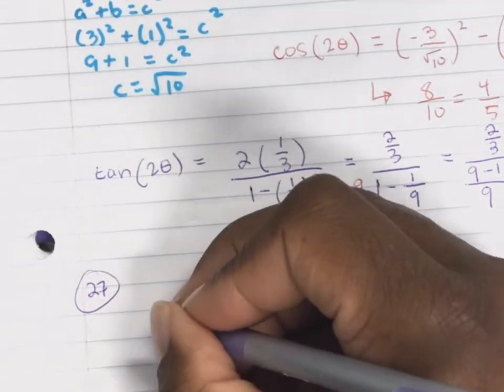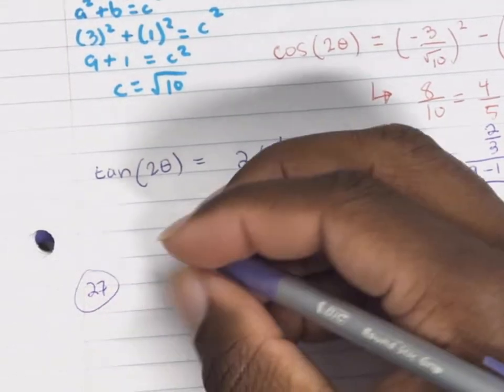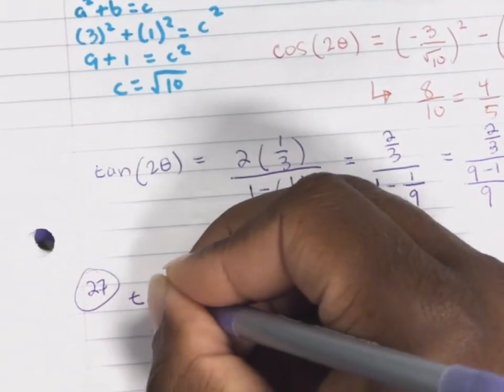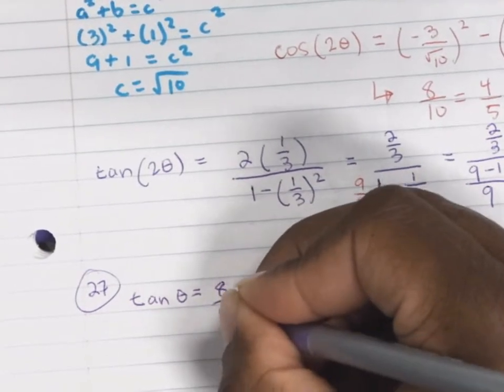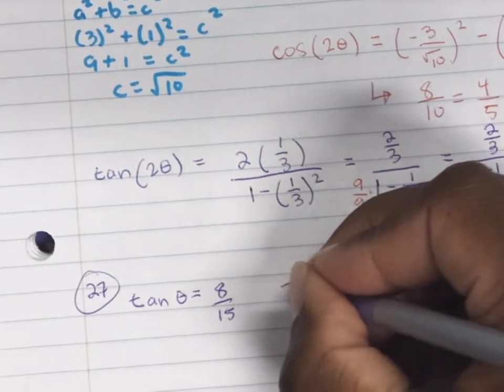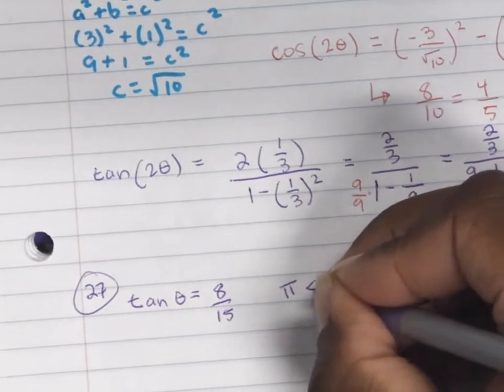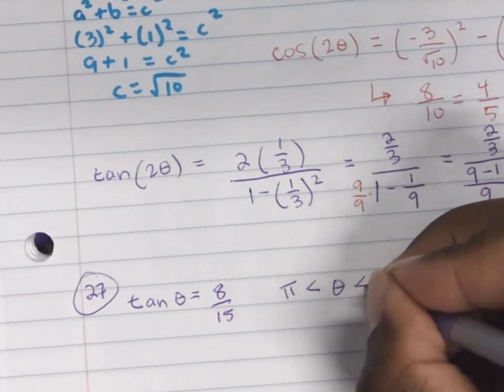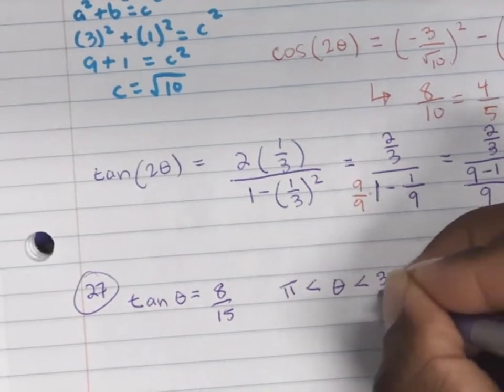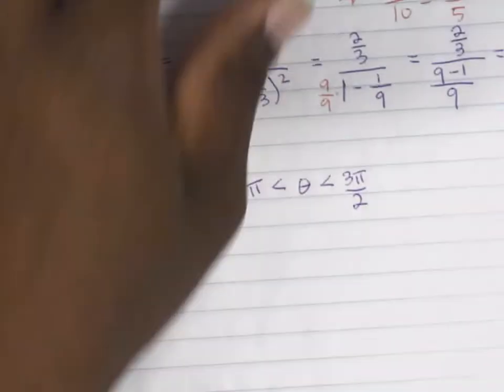All right, so 27, we want to find sine, cosine, and tangent's double angle, and we're given that tangent of theta equals 8 over 15. Then it gives us an interval that the angle lies within, where theta is greater than pi but less than 3 pi over 2. So we have to figure out which quadrant this angle falls in.